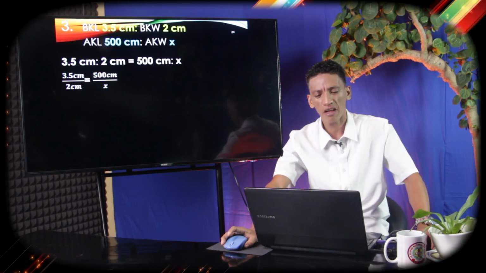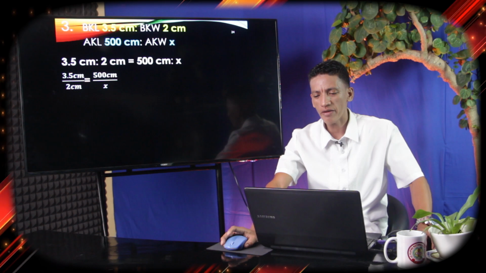So we have here to solve the given problem. The given is blueprint of kitchen length of 3.5 cm, blueprint of kitchen width of 2 cm, and the actual kitchen length of 500 cm as to the actual kitchen width x. Let us now substitute the value of the given. We have here 3.5 cm is to 2 cm as 500 cm is to x. We are now going to convert the given ratio and proportion into fractional form. So we have here 3.5 cm over 2 cm equals 500 cm over x.